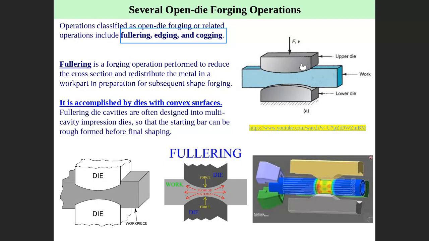So this is a bar here. In this forging operation, we hammer the workpiece to reduce the cross section and redistribute the material in the bar, in preparation for a subsequent shaping process. You hammer the workpiece, reduce the cross section, and redistribute the material to other parts, as you can see here. We call this fullering. In fullering, the die shape is a convex surface.